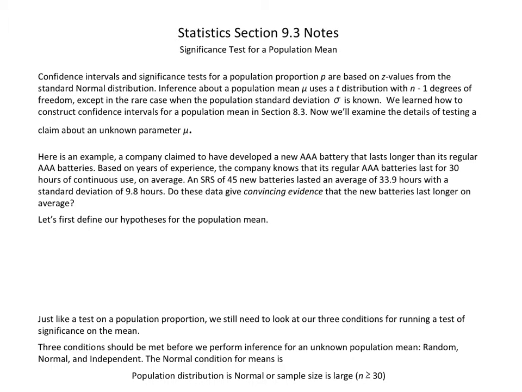We're going to break it down just like we did in section 9.2. We're going to start with defining our hypotheses. Our null hypothesis is that our mean is equal to 30, and our alternative is that our mean is greater than 30. Our null and alternative hypotheses have to be based on the population, just like it was for proportions, and then we use our sample to make a conclusion.